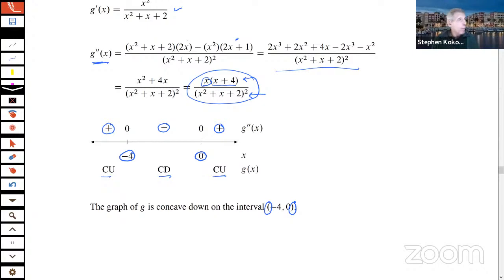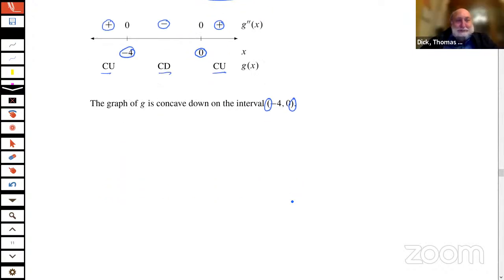future. Tom, okay to do the next one? Yes, sir. Okay.